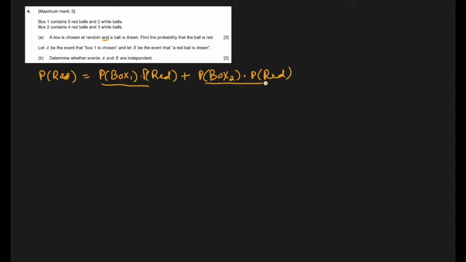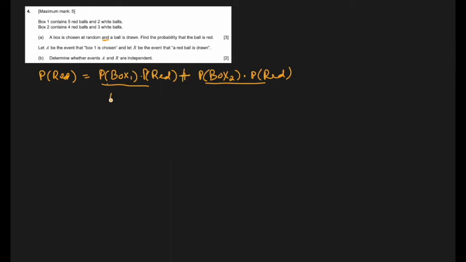So the probability that it's a red ball will be in two cases. First, box 1 is chosen and then there is a red ball inside that box. Or the probability that box 2 is chosen and we have a red ball inside. These two are mutually exclusive cases. They can't happen together. That's why we wrote plus here.